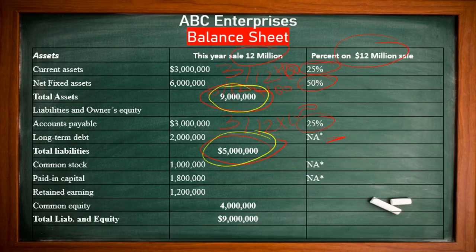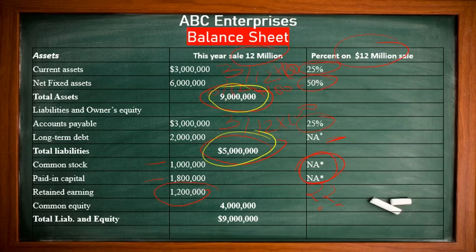We'll go for the capital. We have common stock of 1 million and paid in capital of 1,800,000, and both are written not applicable. Keep in mind that they are not going to change when we go for prediction or forecasting. Retained earnings is mentioned here as 12 million, and if nothing is mentioned, it means we need some calculation for retained earnings as per the instruction given in the problem.